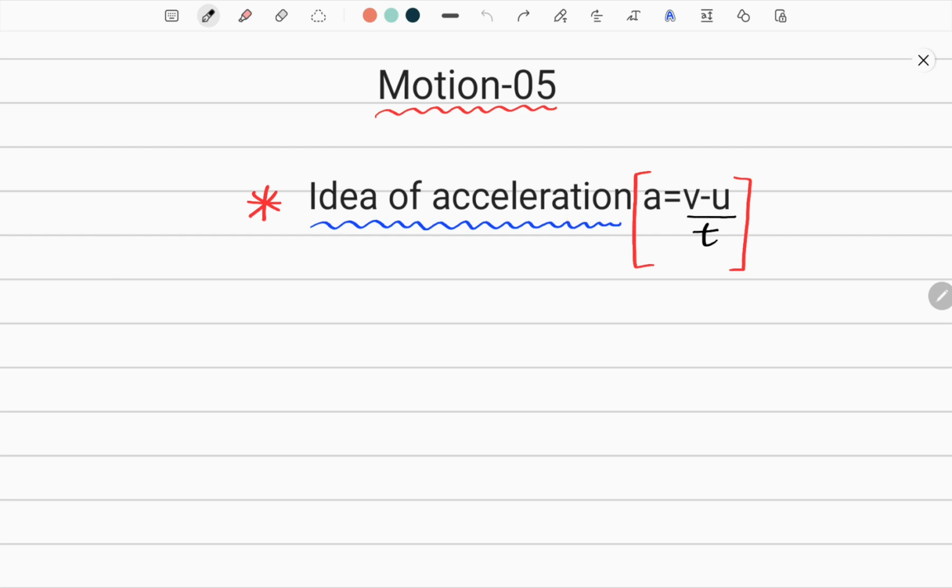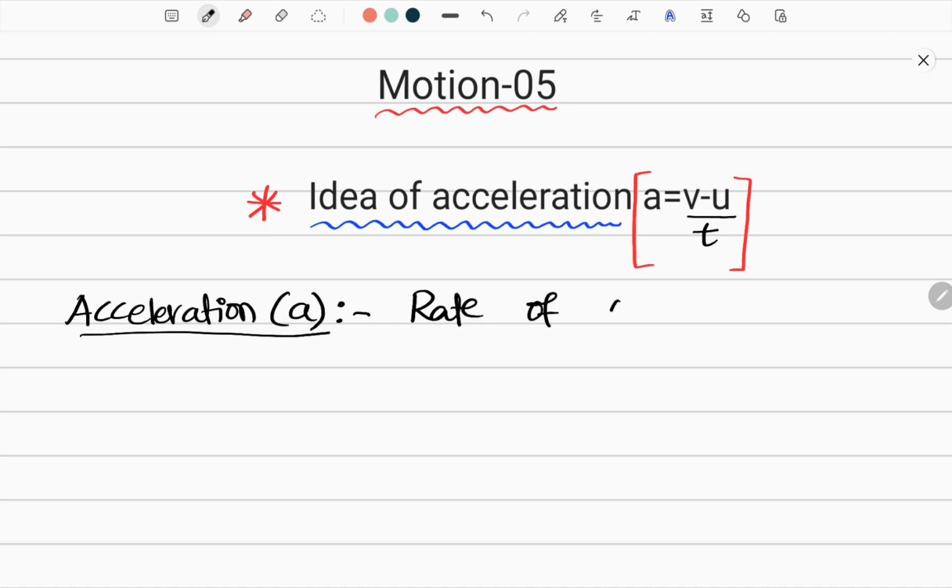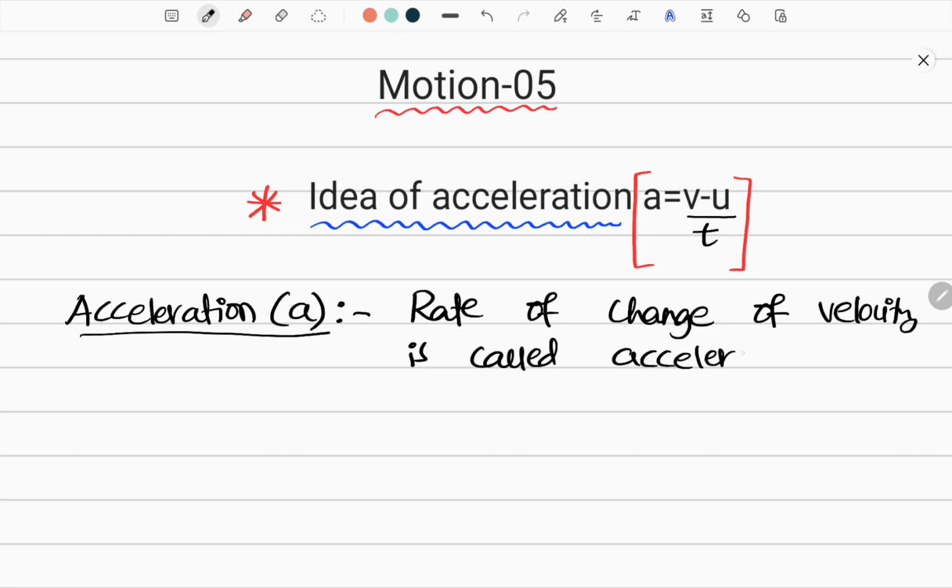All right. Take down heading acceleration. What is the meaning of acceleration? The symbol for acceleration is small a. All right. So it's a very simple definition. Acceleration is rate of change of velocity. Rate of change of velocity is called acceleration.